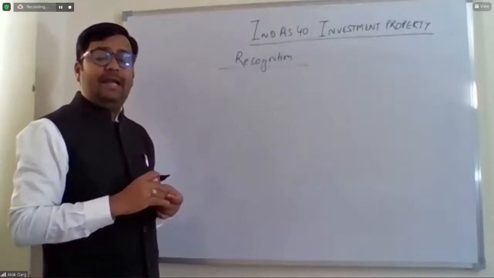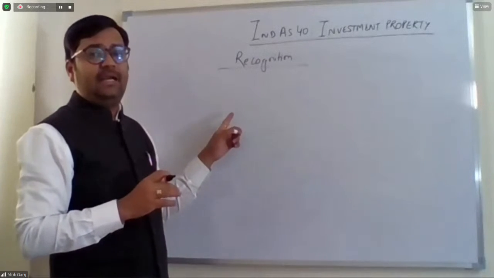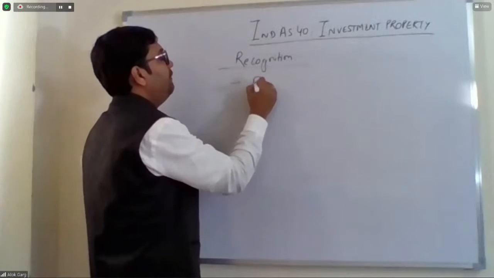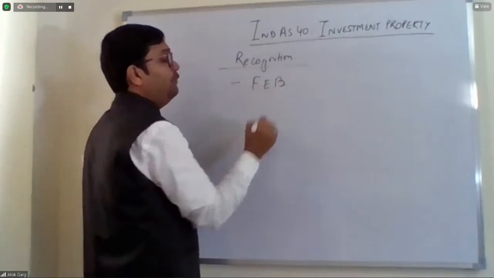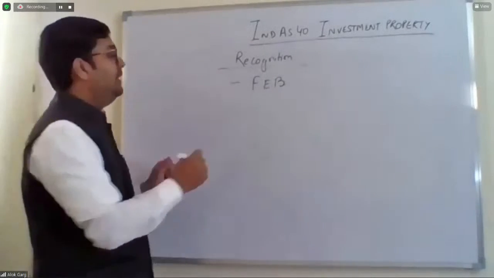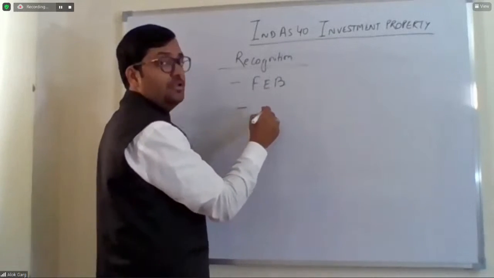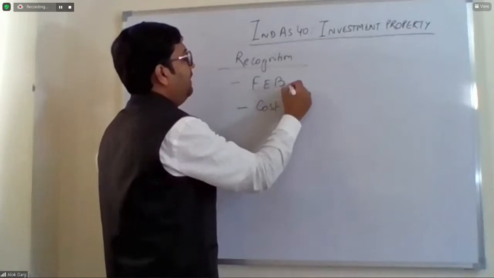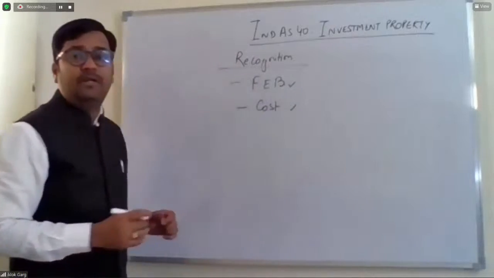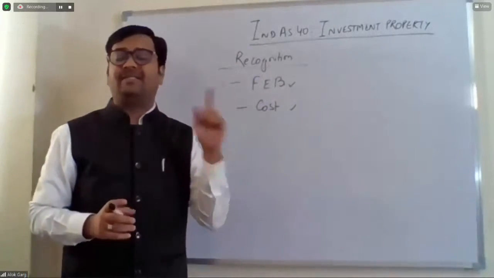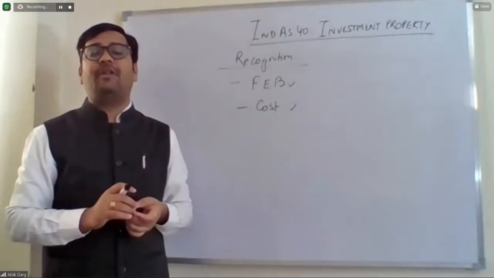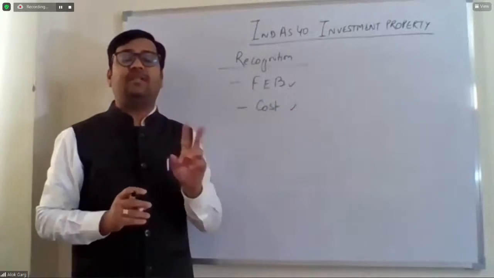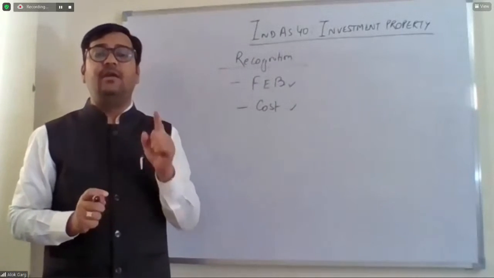Land and building has to be recognized under IndAS 40 as investment property if two conditions are satisfied. One, future economic benefit will be probable, and two, cost can be measured reliably. If you remember, the same conditions were there in IndAS 16 also. And I have told you, for recognition of any asset, these two conditions are the underlying, the basic conditions.